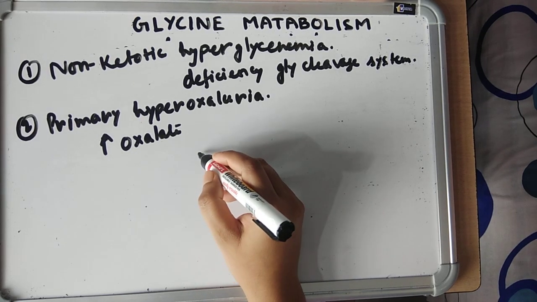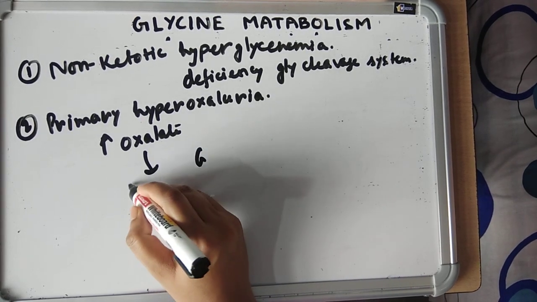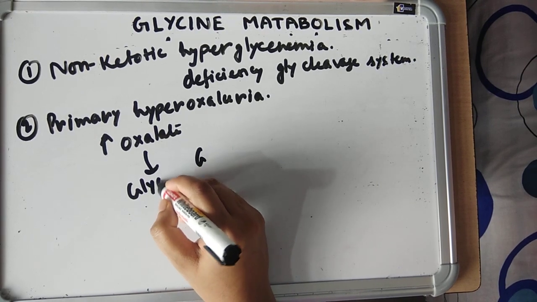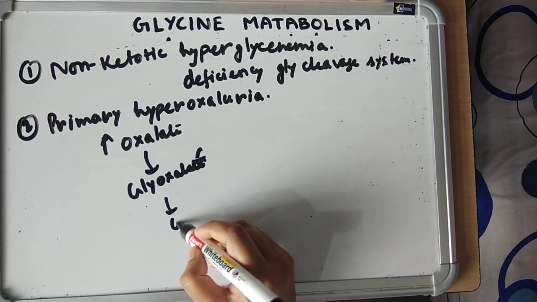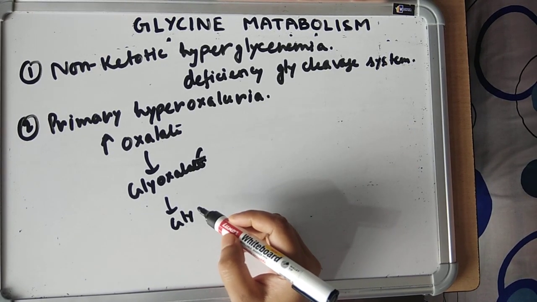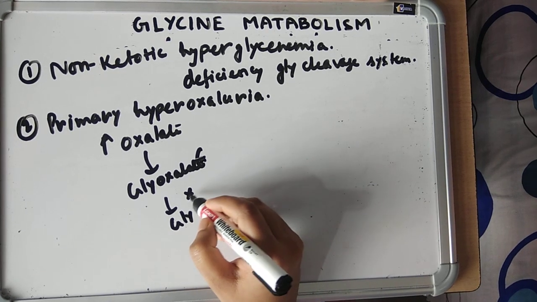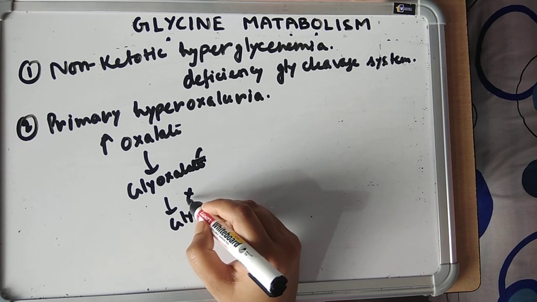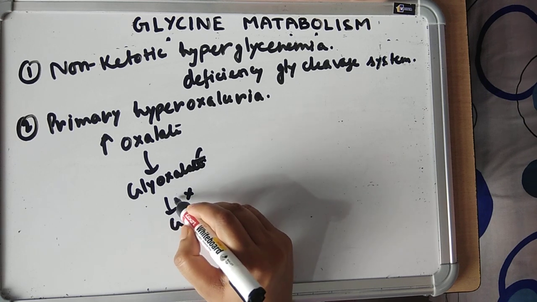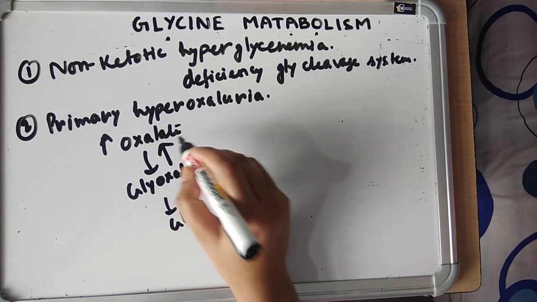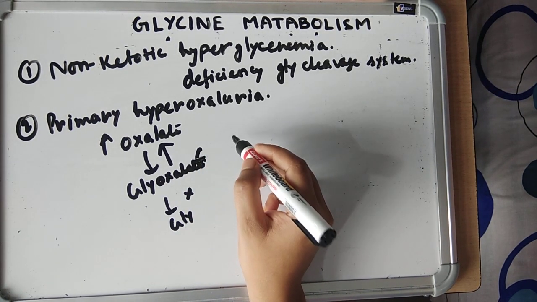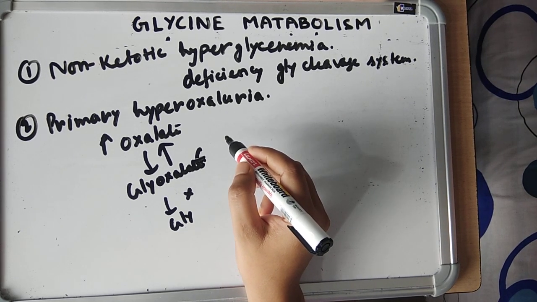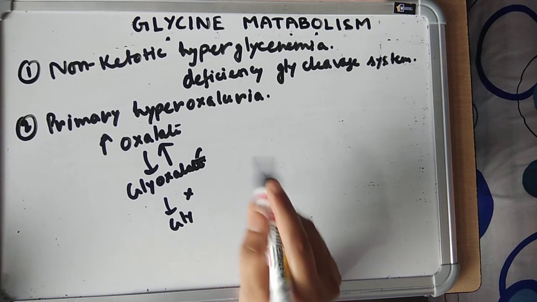So from oxalate it forms glyoxylate, and from glyoxylate usually glycine is formed by transamination. But when this aminotransferase is deficient, then this glyoxylate cannot form glycine, so it forms oxalate. So there is increased concentration of oxalate. Treatment is increased water intake, and we have to avoid leafy vegetables, sesame seeds, tea, cocoa, beetroot, etc., which contain increased amount of oxalic acid.